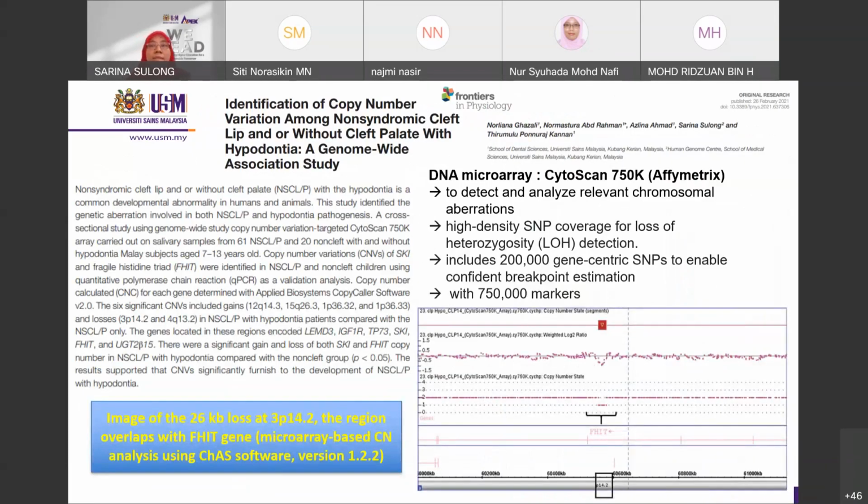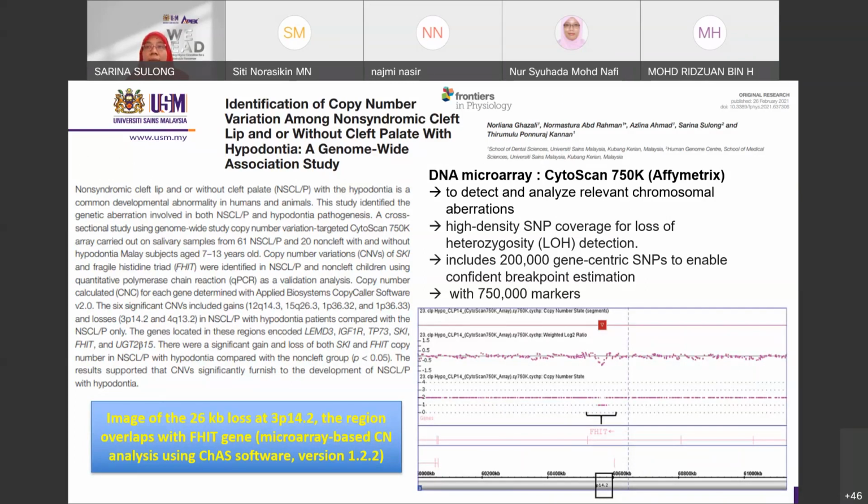And this study was done by our PhD student, Noliana, who has discovered interesting findings about copy number variation among non-syndromic cleft lip with or without cleft palate with hypodontia. Noliana used a new version of SNP array known as CytoScan 750K from Affymetrix as well, to identify genetic aberrations in these patients.